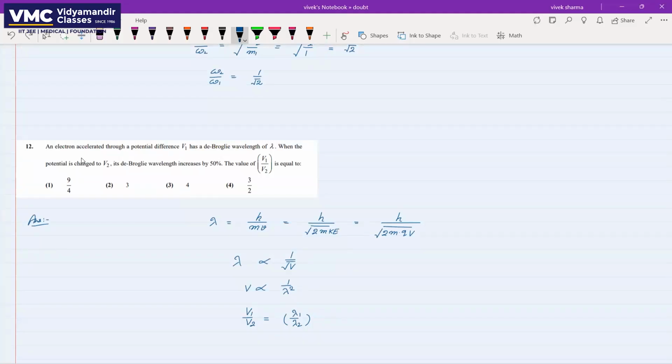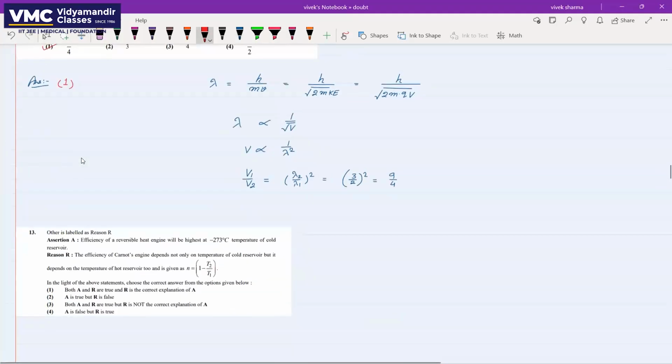Lambda 2 upon lambda 1 whole square. In the question it is given that the de Broglie wavelength increases by 50%, that means if earlier it was lambda, lambda 1 is lambda and lambda 2 is 3 by 2 lambda. So the ratio is 3:2 and that is 9 by 4. So option 1 is matching, answer will be 1.